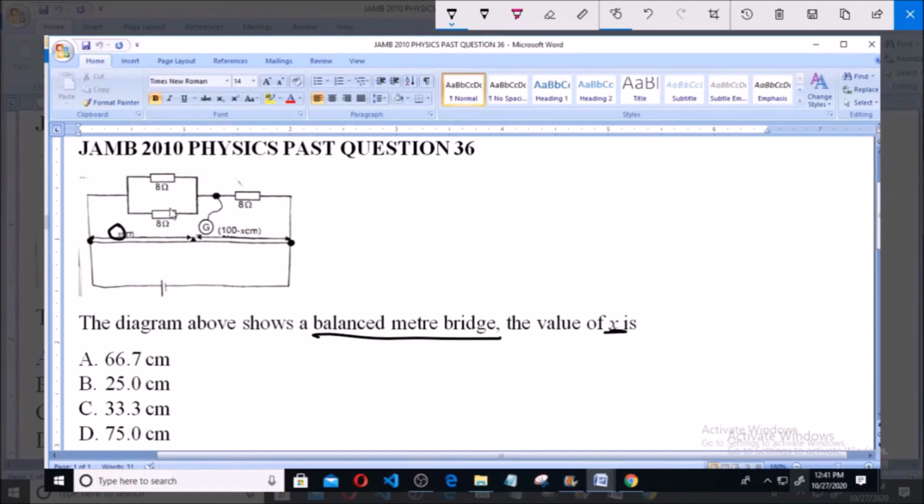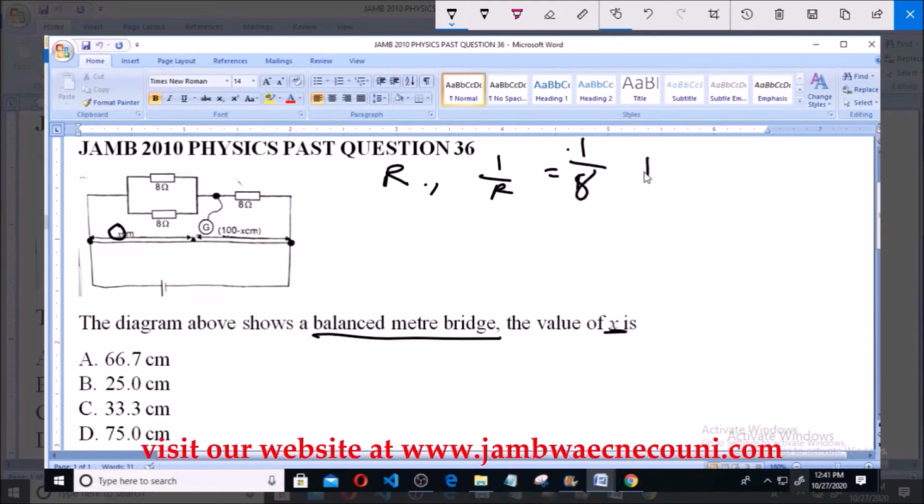Now the first thing we need to do is to get the value of R, and to do that, since it's in parallel, 1 over R is equal to 1 over 8 plus 1 over 8, which is equal to 2 over 8.